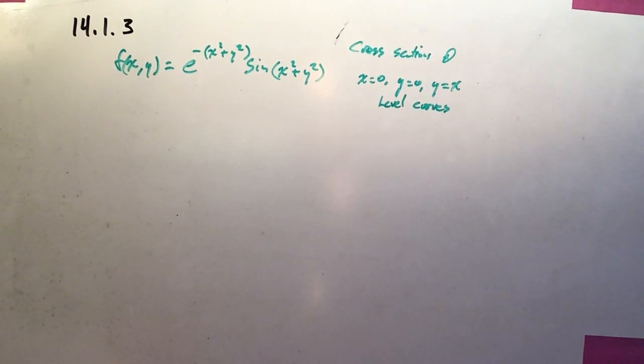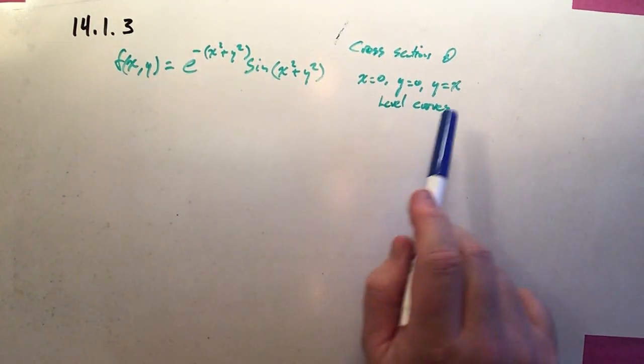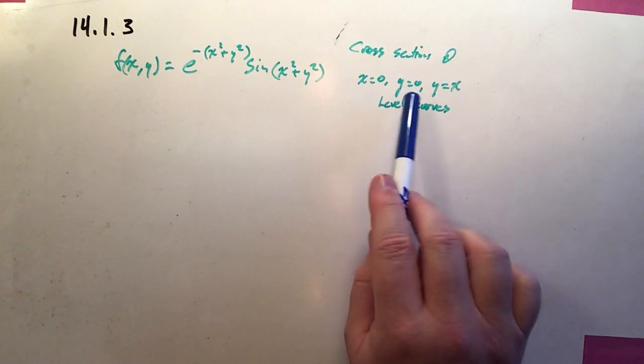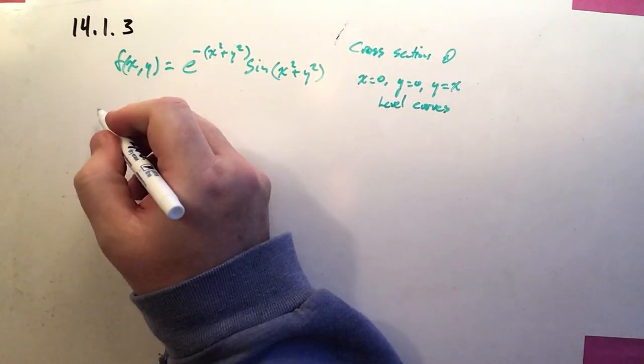Okay, this is 14.13 sample problem. This function's a little more complex, but it's just like the previous one. We're looking for the cross sections at x equals 0, y equals 0, and y equals x, and the level curves. So let's take a look.